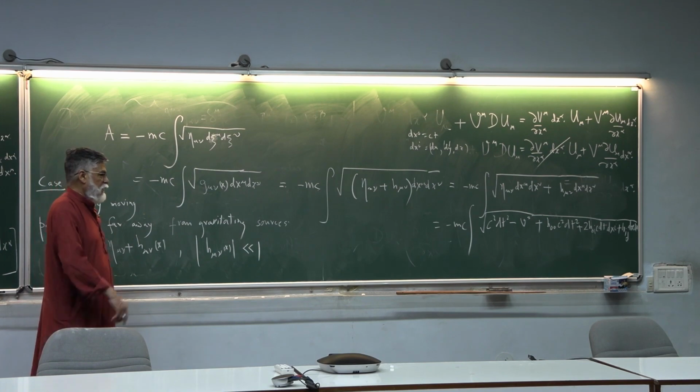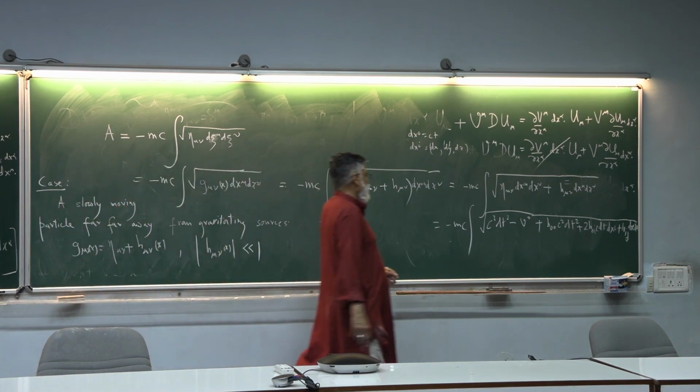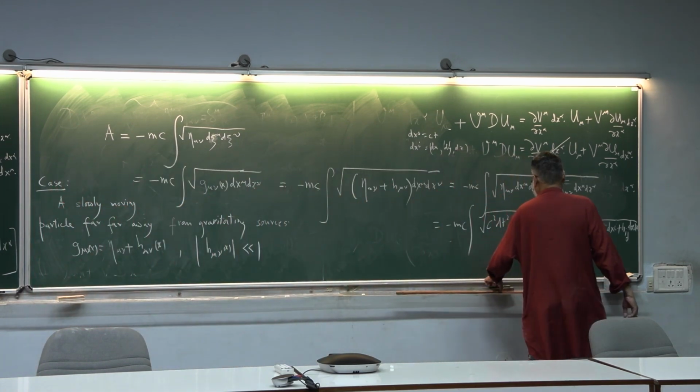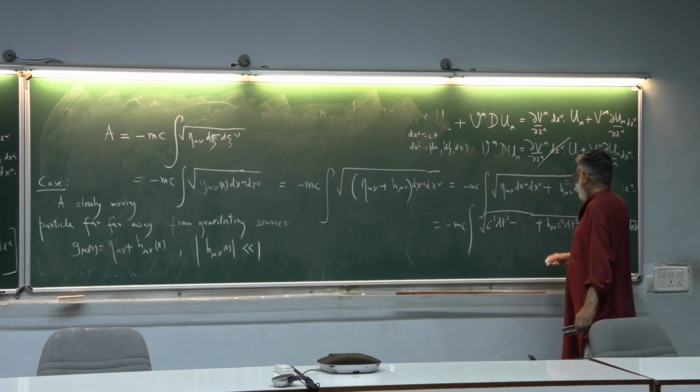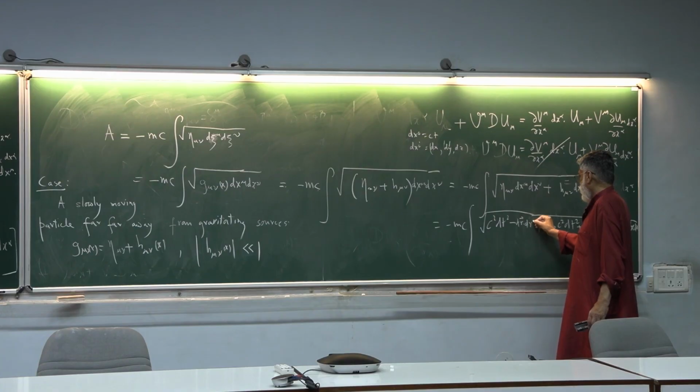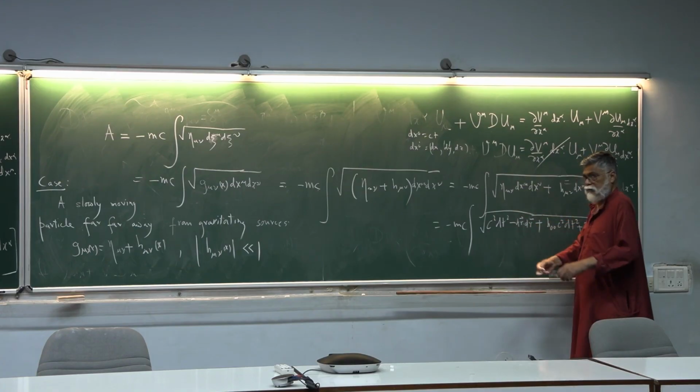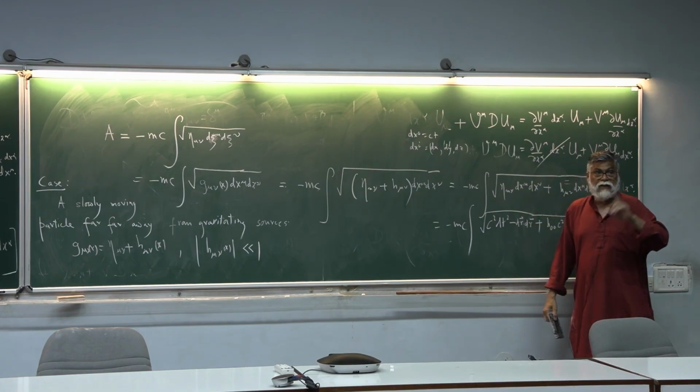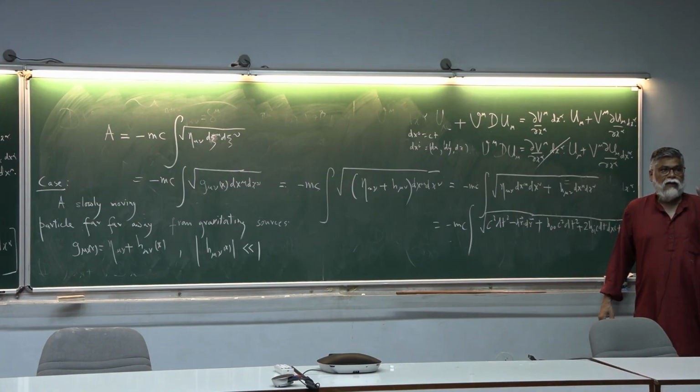Oh, I made a mistake. No one pointed out the mistake. This is not v square. This is dr dot dr. Therefore, I never trust my memory. Whenever I make a mistake, it's better to follow the mathematics. If you follow the mathematics, you will not make a mistake.